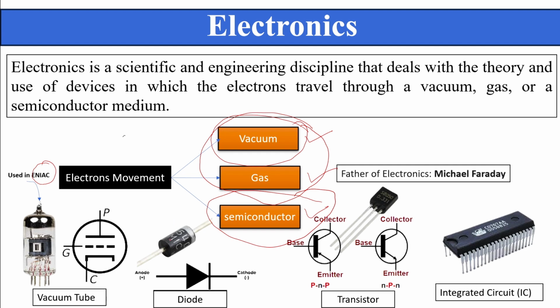Some of the electronic components are shown in this slide. You can see this is a vacuum tube that uses the medium of vacuum, and this is a diode, this is a transistor, and these are integrated circuits. The diode, transistors, and all the integrated circuits use the semiconductor medium. That means in modern days, the most widely used medium is the semiconductor medium, and it provides peculiar properties that made it be used so widely.